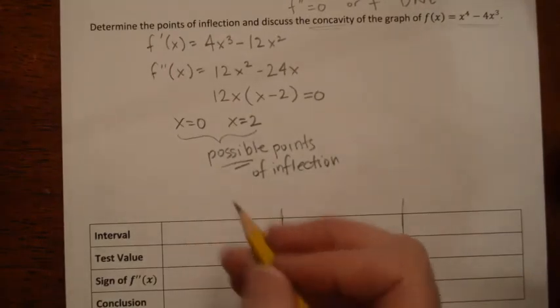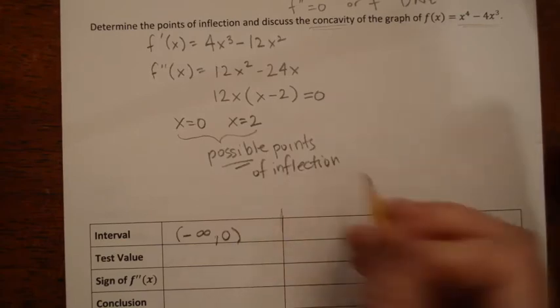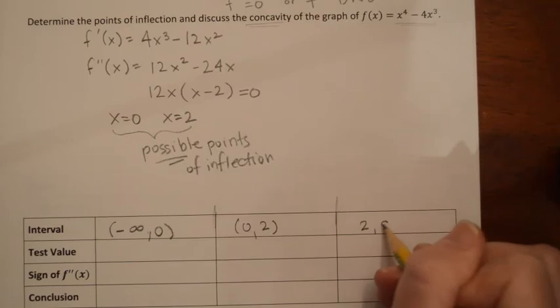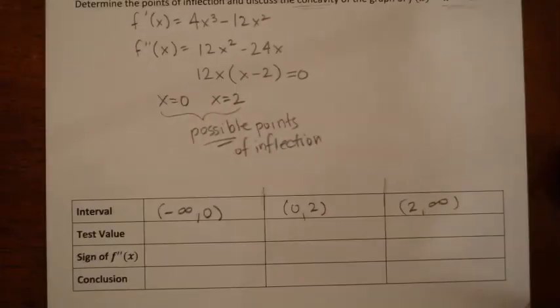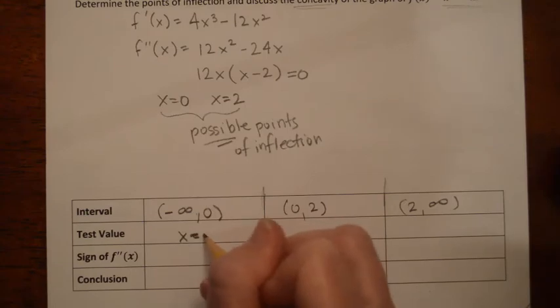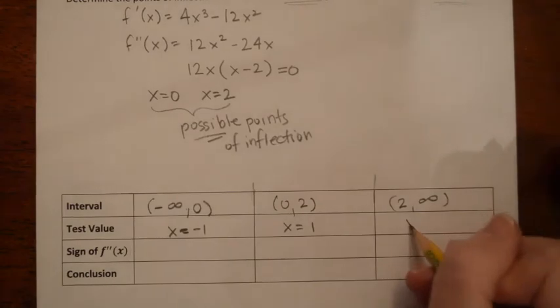All right, so we're going to say our intervals are negative infinity to 0, 0 to 2, 2 to infinity. I'm going to pick a test value in there, so I'm going to go with x equals negative 1. And here I'm going to pick x equals positive 1. And in here I'm going to go with 3.